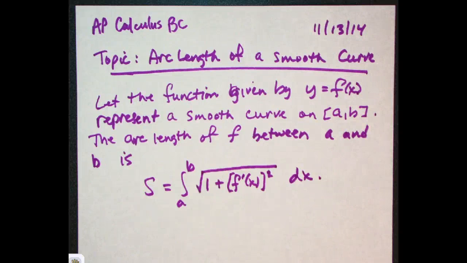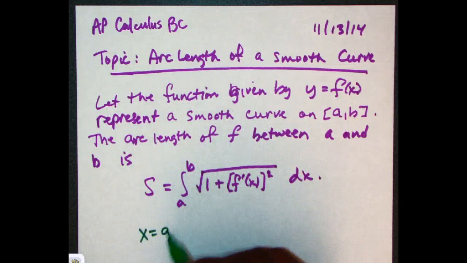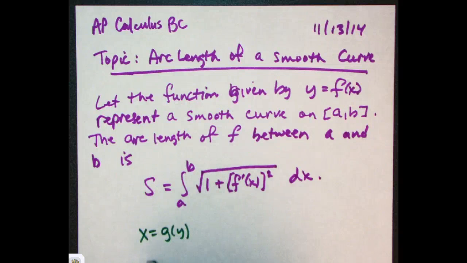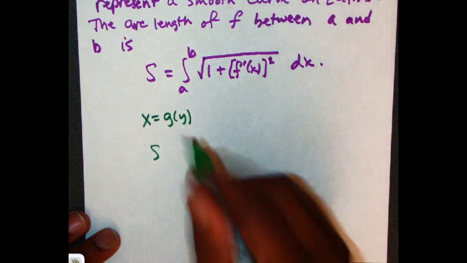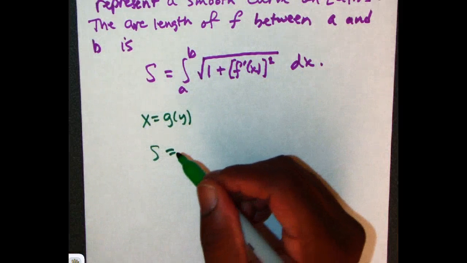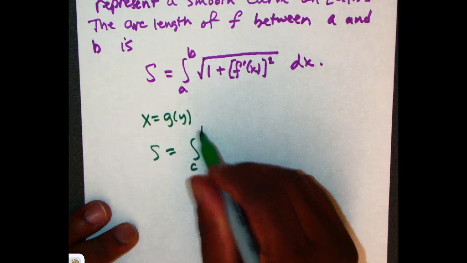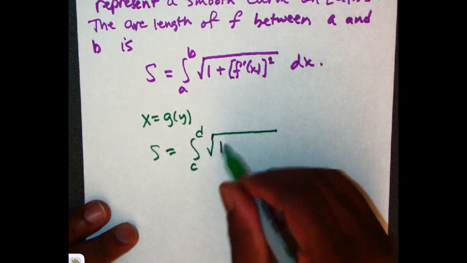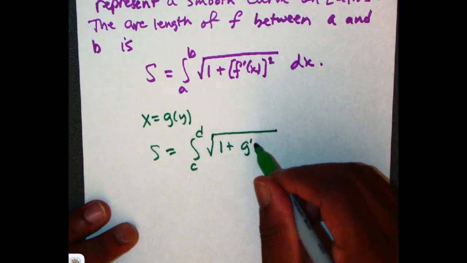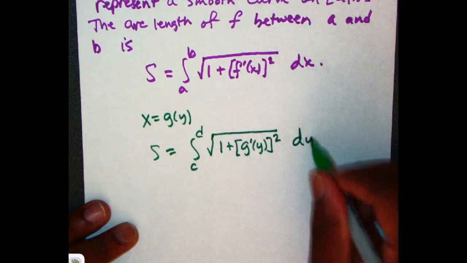And similarly, if we have a function x is equal to g of y, then s is equal to the integral from c to d of the square root of 1 plus g prime of y squared dy.